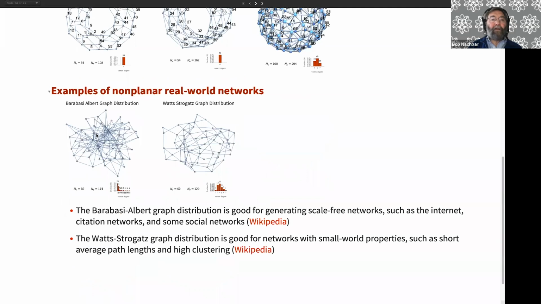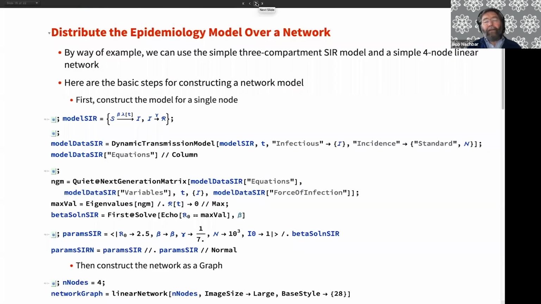The Barabasi-Albert one tends to have a few nodes with very high connectivity. These are what we call hubs. Most of the nodes have very small connectivity and are connected to the hubs. And here, for example, here is a hub node, and we've got some hub nodes in there. The Watts-Strogatz model is more like a small world model, and the degree distribution is more even. Most of the nodes have about the same number of connections, and we don't have any hubs with very high connectivity. Which one is right depends on the situation. It's a very subjective choice.